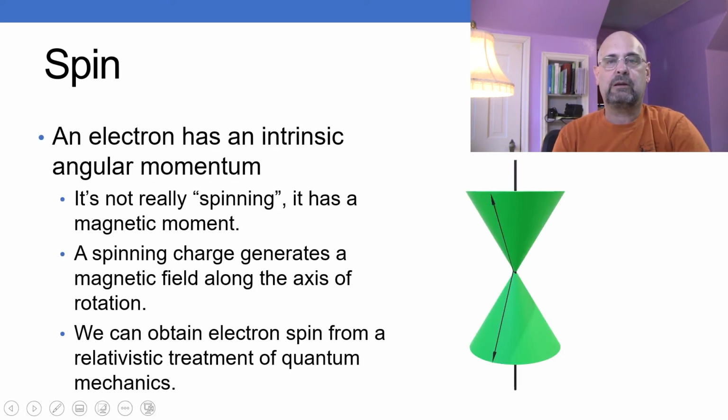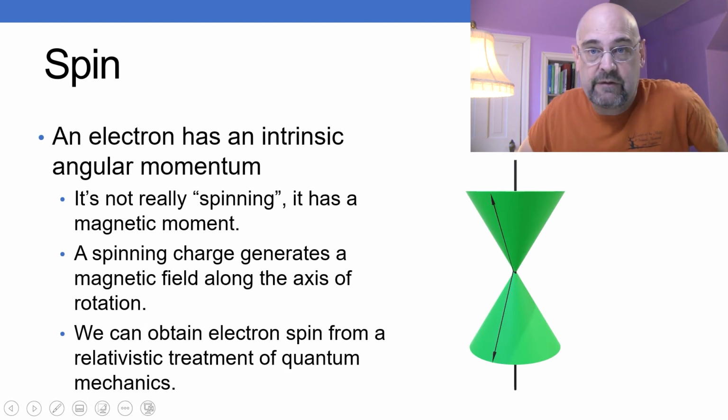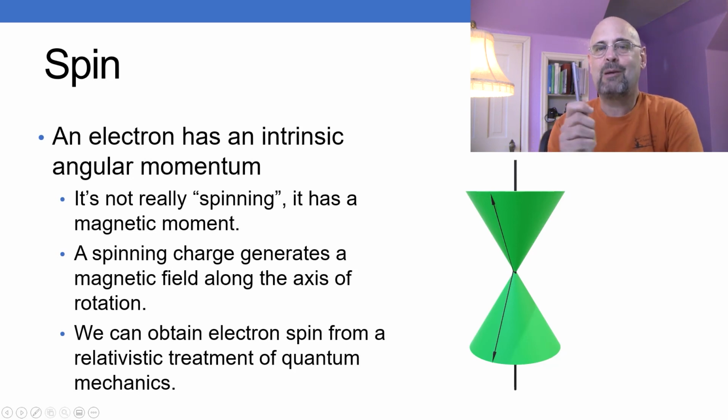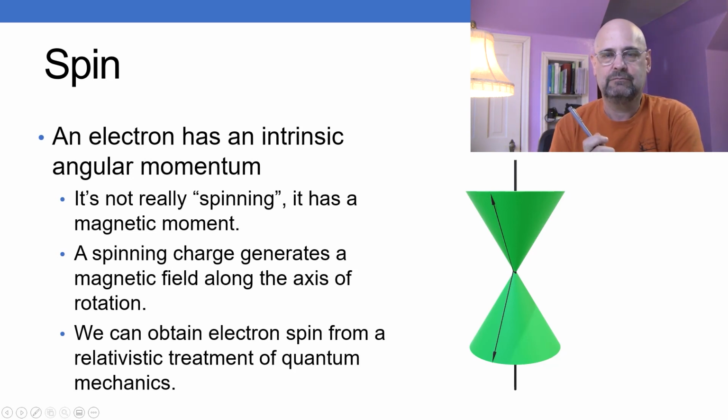The last piece I wanted to talk about with the idea of angular momentum is that of spin. Electron spin or nuclear spin are concepts that have no real classical analog. An electron has an intrinsic angular momentum. Another way to look at it is that it has an intrinsic magnetic moment. So it's not really spinning, but as an analog, if we remember, a spinning charge generates a magnetic field along the axis of rotation. So the electron behaves as if it's spinning.